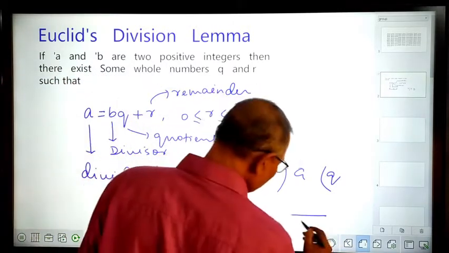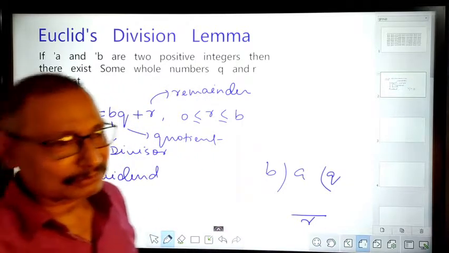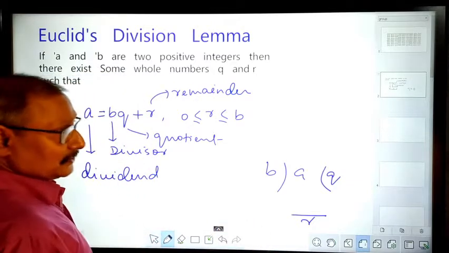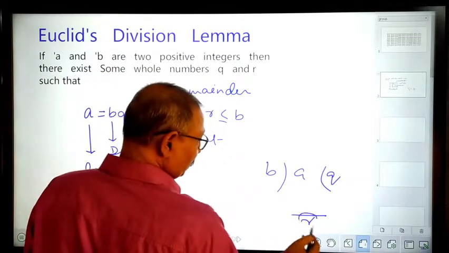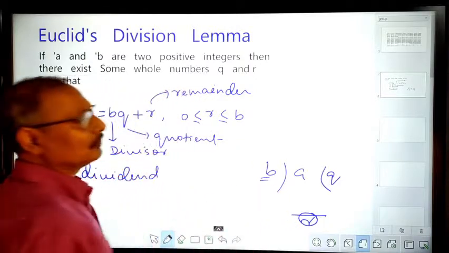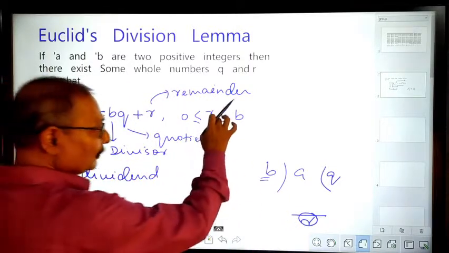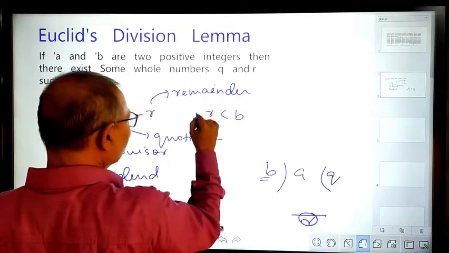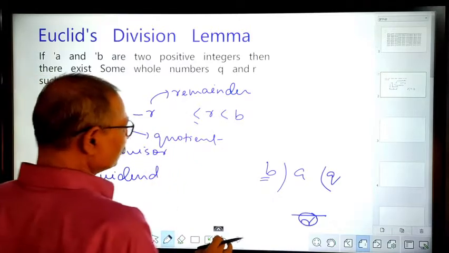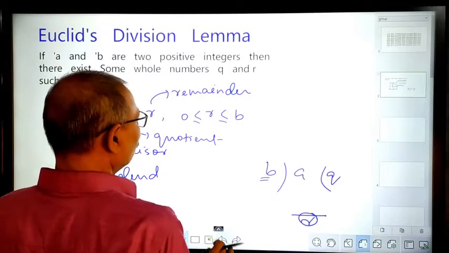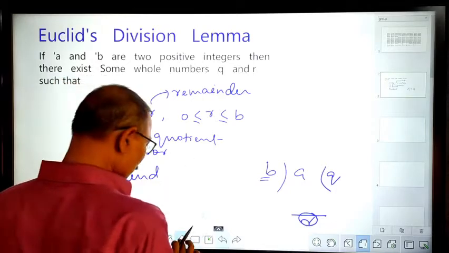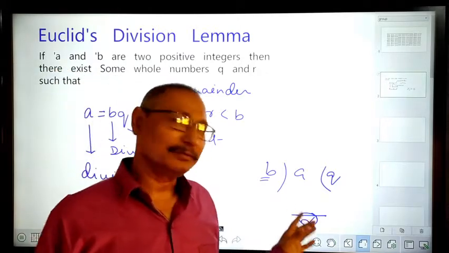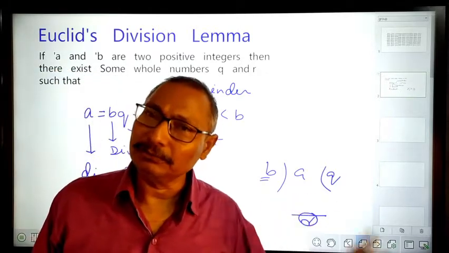What we got is the remainder. The left out number is called the remainder, and we can clearly see that this remainder will never be equal to b, it will always be less than b. So this r is greater than or equal to 0, but less than b. Here b is always greater than the remainder, otherwise the division process will not end.